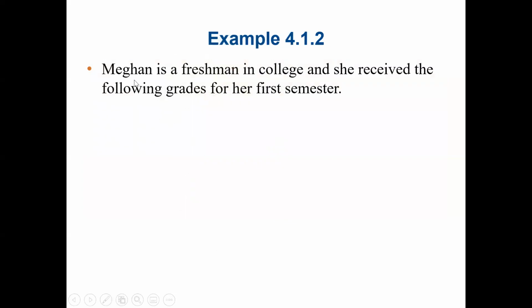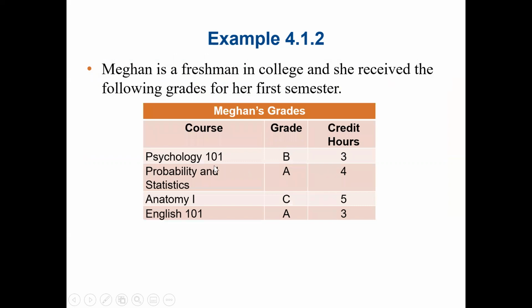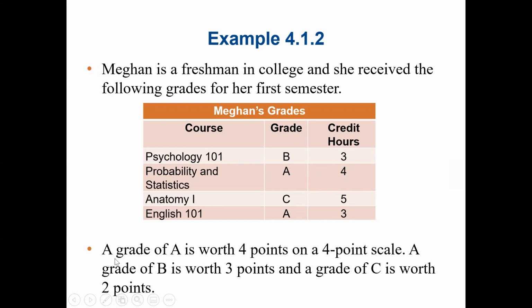Here we have Megan. She's a freshman in college, and she received the following grades for her first semester: Psychology 101, B; Probability, A; Anatomy 1, C; English 101, A. Now, the grades are B, A, C, A, and each course's credit hours are given. Here we are assuming a grade of A is 4 points, a grade of B is 3 points, and a grade of C is 2 points.